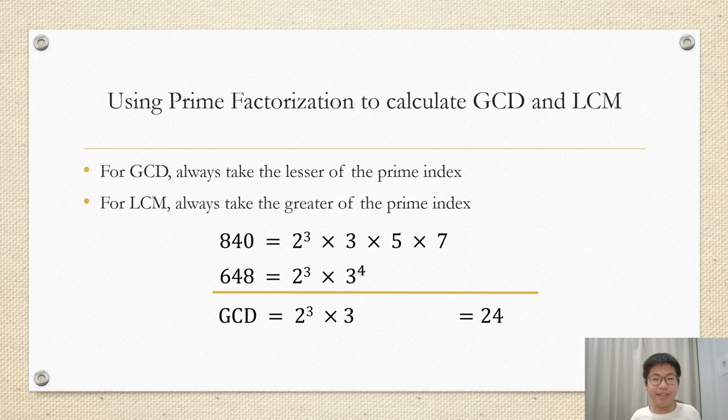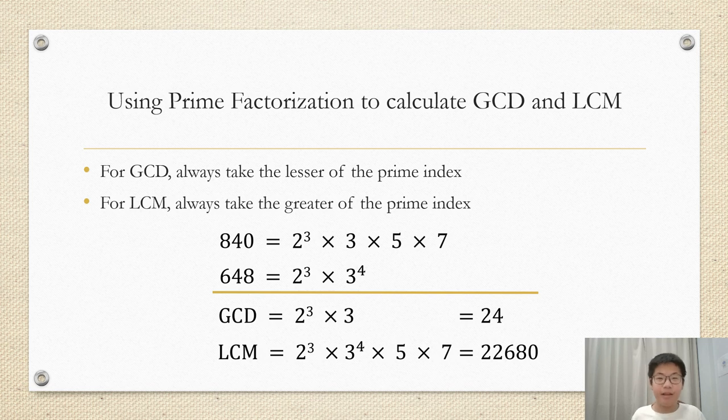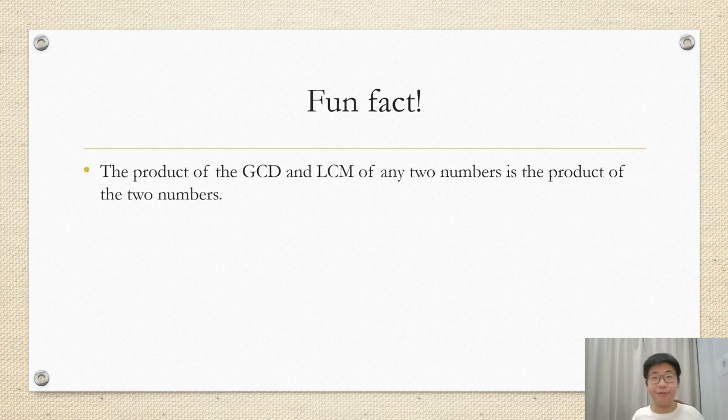GCD, take the lesser, 2 cubed times 3, 24. When they're equal, just take it. LCM, you take the greater. And since there are no 5 or 7 in 648, just use them. You get 22,680. And here's the fun fact. The product of the GCD and LCM of any two numbers is the product of the two numbers. Now, that's a little fun fact. Hope you can share this with your friends.